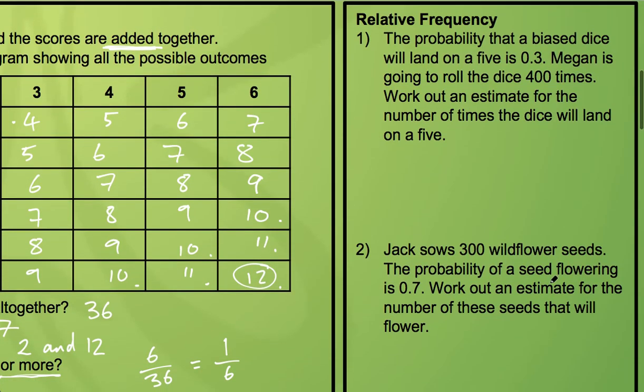Relative frequency. The probability that a biased dice will land on a 5 is 0.3. Megan is going to roll the dice 400 times. Work out an estimate for the number of times the dice will land on a 5. So if the probability of it landing on a 5 is 0.3 for each roll, and I'm doing that roll 400 times, it's just a case of 0.3 times 400, which is 120 times.